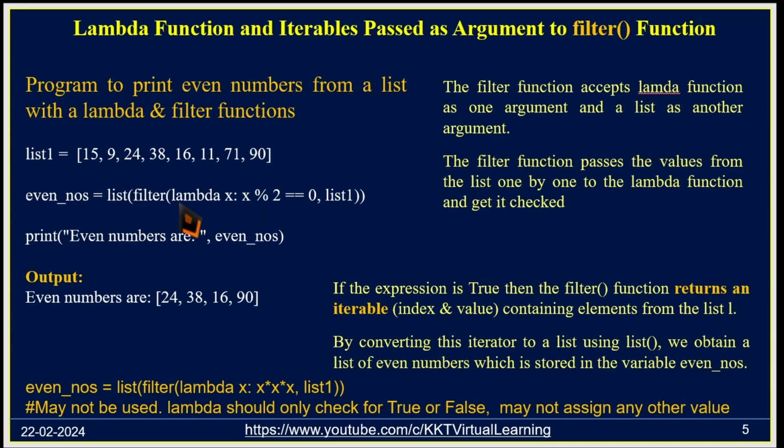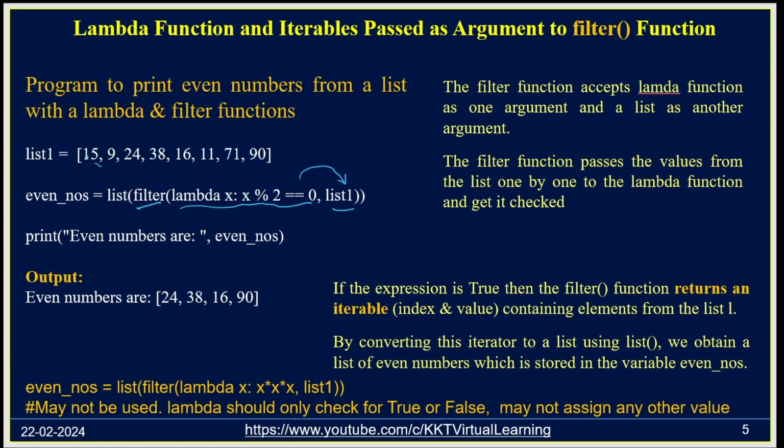The lambda function can be passed as an argument for some built-in functions like filter, map, etc. So here, this is the filter function. The lambda function is passed as an argument along with an iterable like a list as another argument. So this lambda function will be operated on list1. It will take the elements of the list one by one, apply the lambda function to each element, and return an iterable of those for which the condition is true. Iterable means it will have index and value.